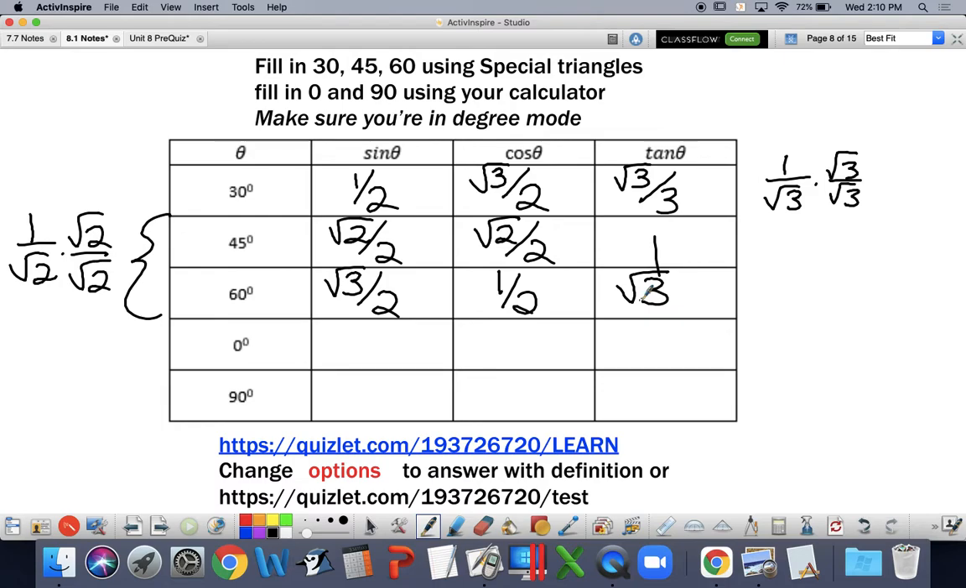Now for 0 and 90 degrees, let's use our calculators. Eventually, like I said, we're leading towards this unit circle, but let's use our calculators to figure out what is the sine of 0? What is the cosine of 90 degrees? So fill out this table using your calculator. Make sure you're still in degree mode. I assume you all are at this point.